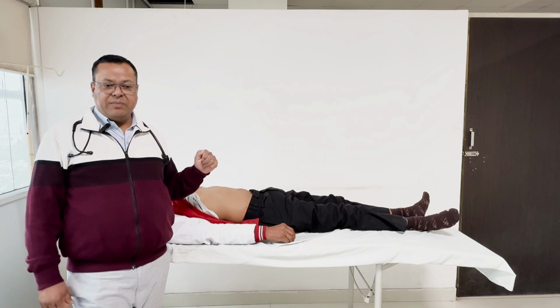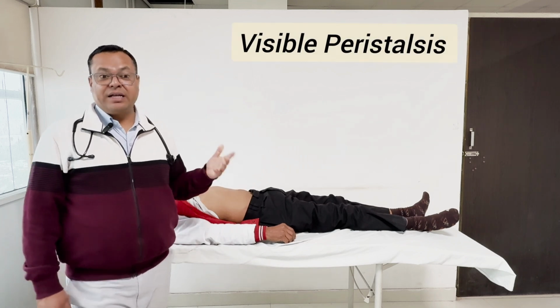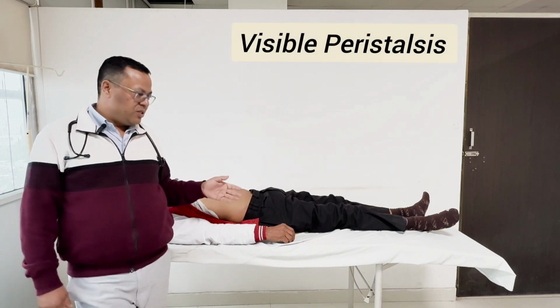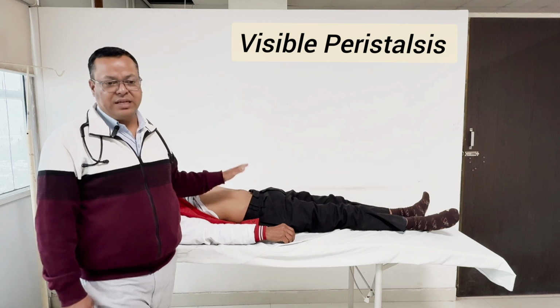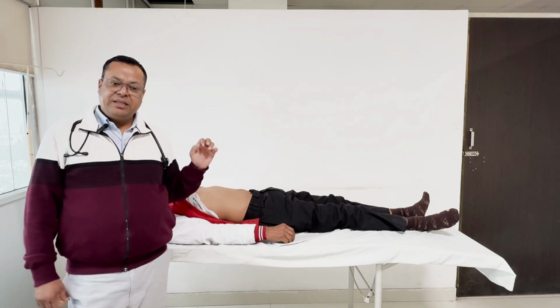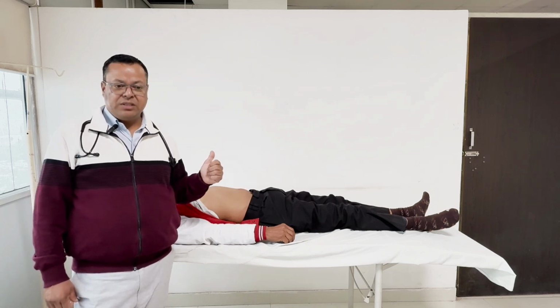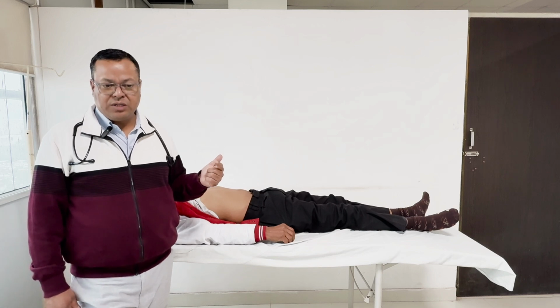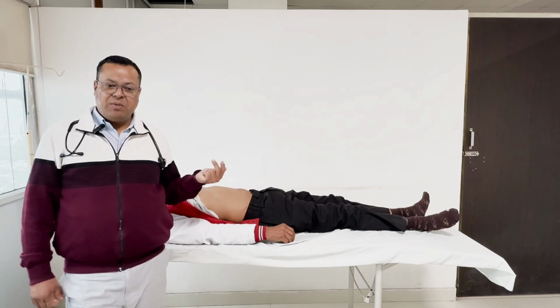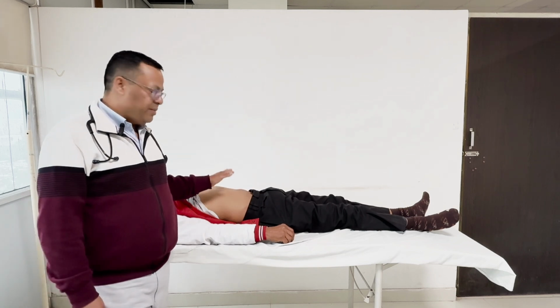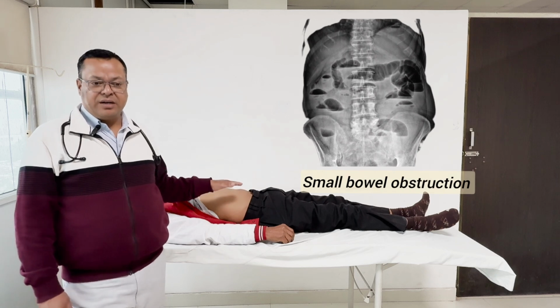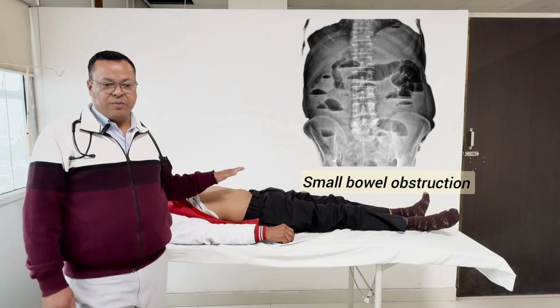Next, after the pulsation is the visible peristalsis. What is visible peristalsis? You may see the peristaltic movements in the abdomen. They may be seen in pyloric obstruction, distal colonic obstruction, or distal small bowel obstruction, in which you may see step ladder pattern peristalsis in the abdomen.